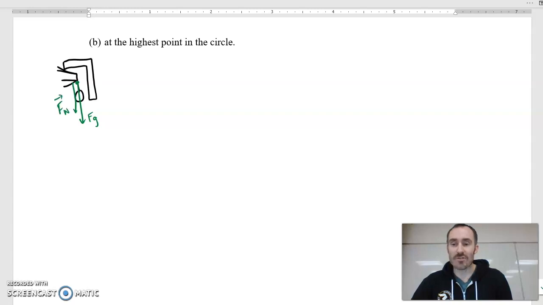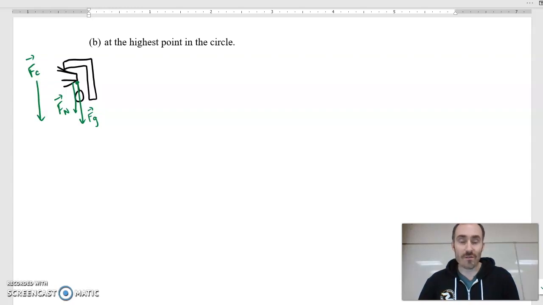I didn't purposely draw them different directions or the same direction. I don't know how close they are to one another, and so don't read anything into the size of the arrows. And the centripetal force, again, not a different force, but it's what these two add up to. The centripetal force is also down. So the combination of the normal force and the force of gravity are also going to be down.